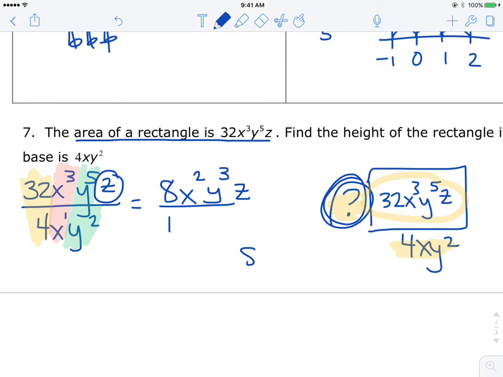All right, so my missing height, we don't need that one on the bottom anymore, is 8x squared y cubed c. Okay, so remember when you have a word problem where you already have the area, you're probably going to divide to find the missing side. All right, good luck on your exponent division problems.